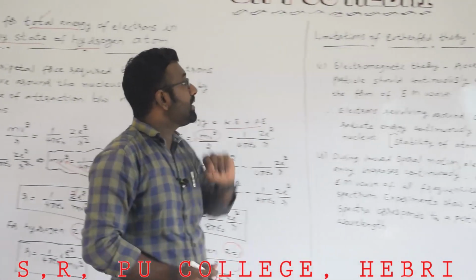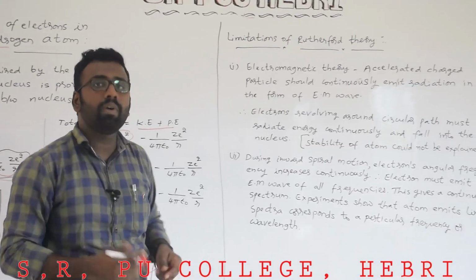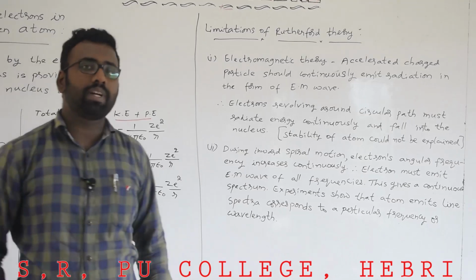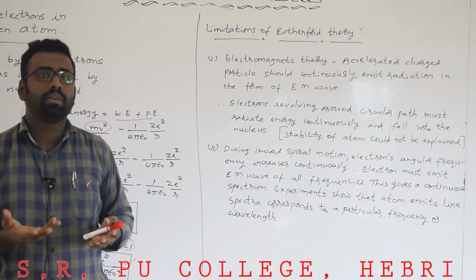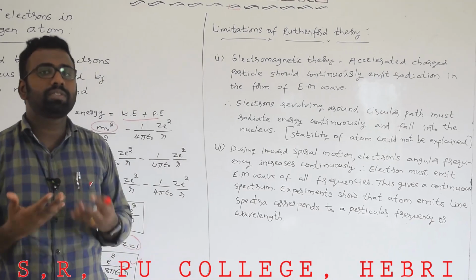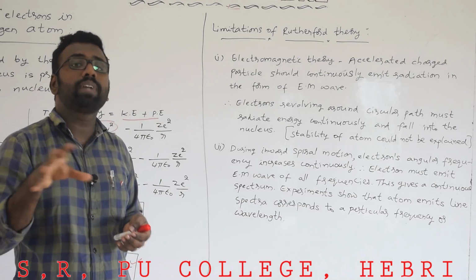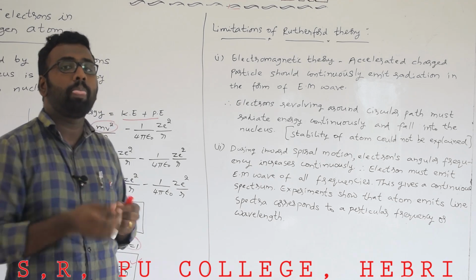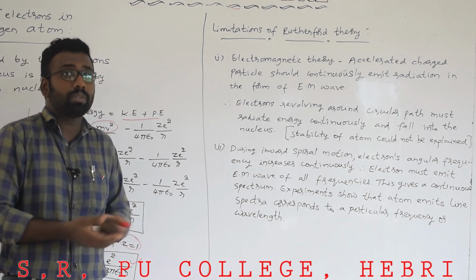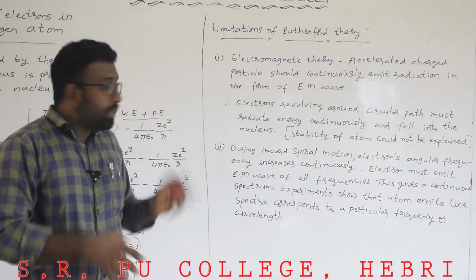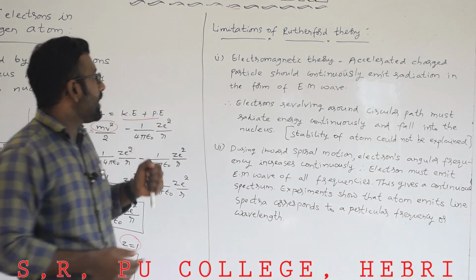After that, we will see the limitations of Rutherford theory. Why Rutherford theory failed? See, Rutherford theory came after J.J. Thomson, right? So he disproved his sir. J.J. Thomson was like the master of Rutherford. So Rutherford disproved his ideas and he came up with a new idea. But his ideas also did not work much. It did not last forever. It was discarded due to some reasons like this.